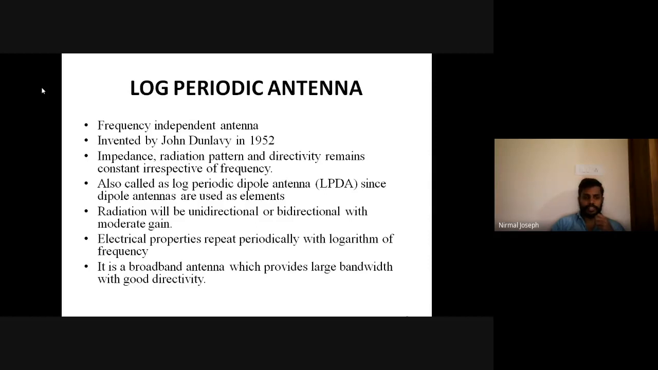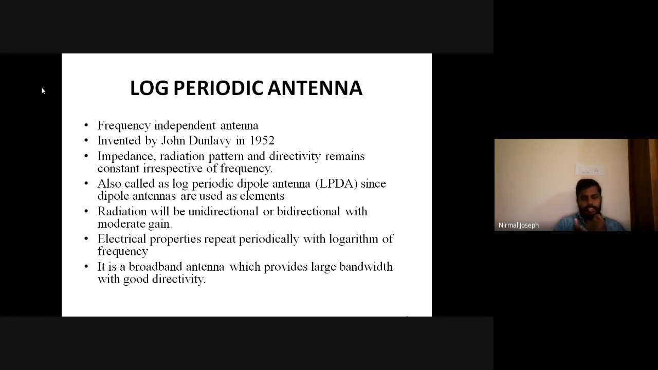The gain will be moderate. It is not a very high gain antenna and not a very low gain antenna either. Electrical properties repeat periodically with the logarithm of frequency. That is the impedance and all those things which depend on the electrical characteristics, such as the phase, where current leads or lags behind the voltage. All those things repeat periodically with the logarithm of frequency. It is a broadband antenna which provides large bandwidth with good directivity.